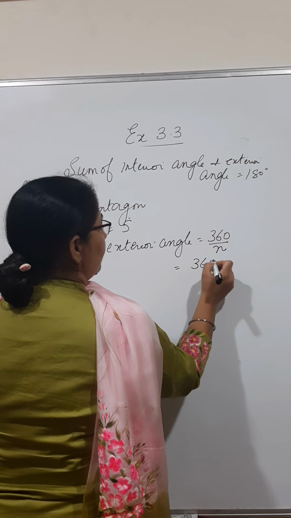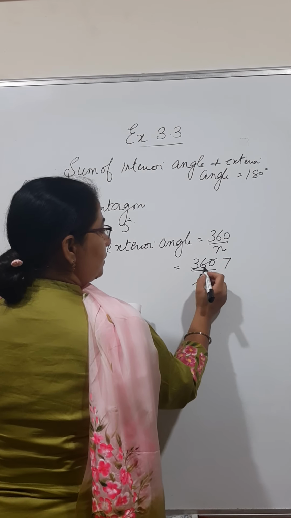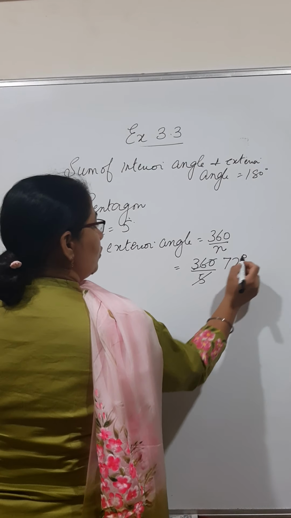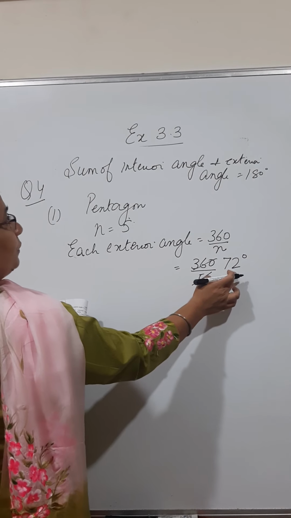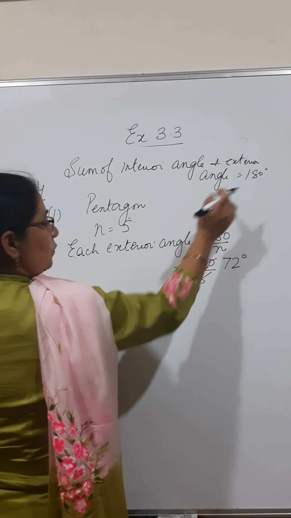So that is equal to 360 divided by 5. 5 7s are 35 and 5 2s are 10. So each exterior angle is equal to 72. Now we know that the sum of the interior angle and the exterior angle is equal to 180.